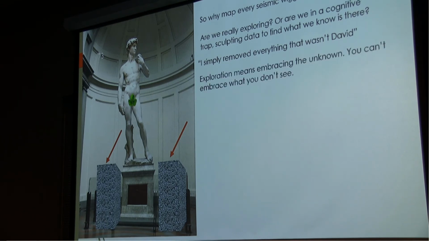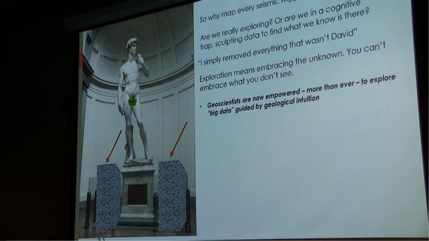And exploration means embracing the unknown, and you can't embrace what you don't see, which is why, yes, it's very important, if you can, map everything top to down, put it together, and work with it, like I've showed you. And so, in summary, I'd say geoscientists are now empowered. This is not artificial intelligence stuff that takes over. To the contrary, it empowers us to integrate as never before.